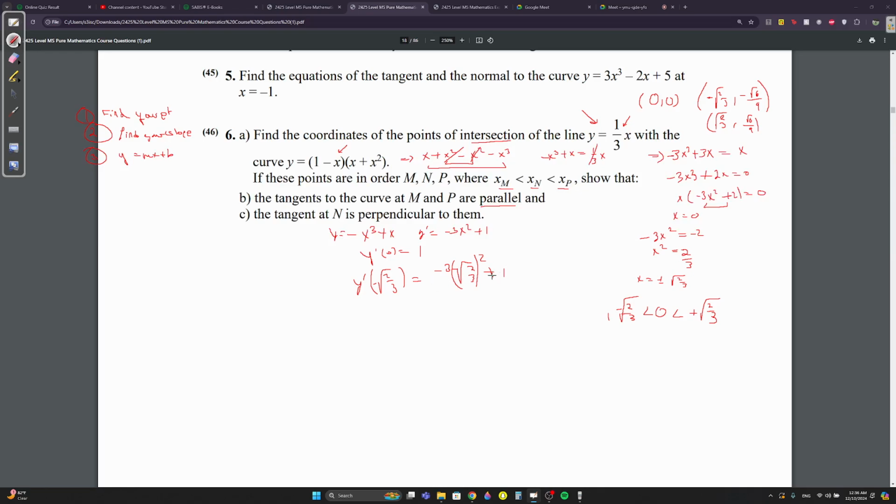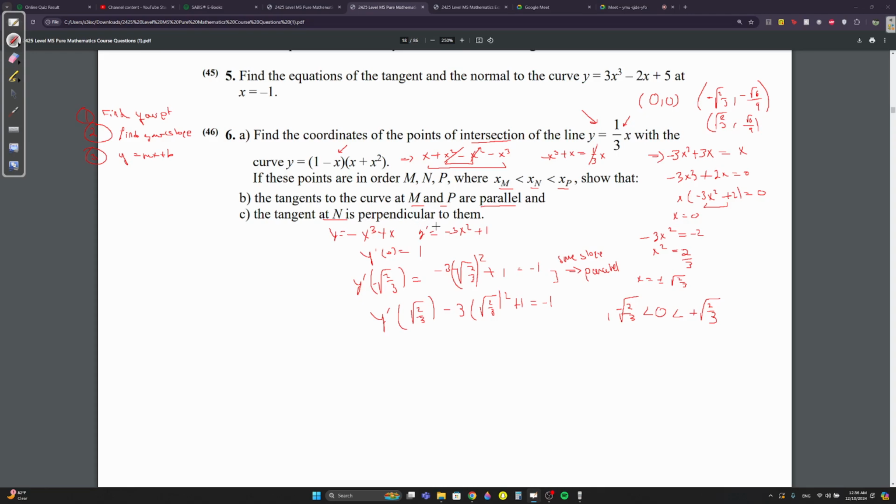So that means the slope is minus 1. They're saying only m and p, so we didn't really have to do 0. Well, 0 is quickly. We didn't use it. So radical 2 over 3. So same thing now, minus 3 times radical 2 over 3 squared plus 1. You're going to get minus 1. So since they have the same slope, you're going to write same slope. They are parallel.